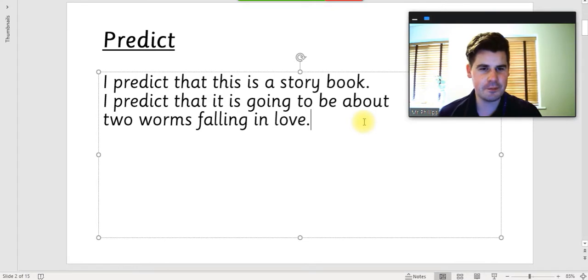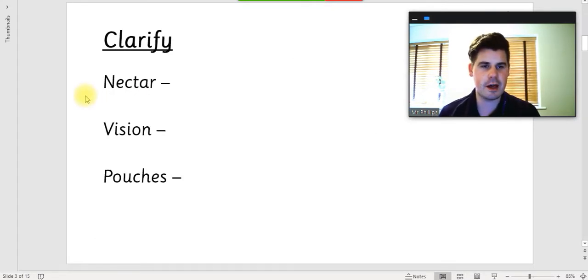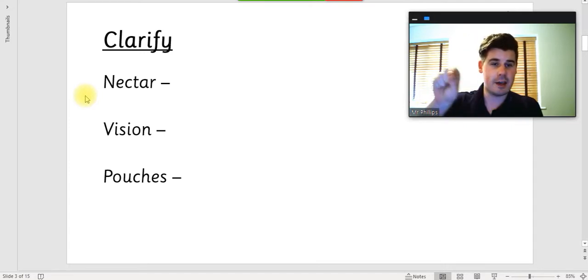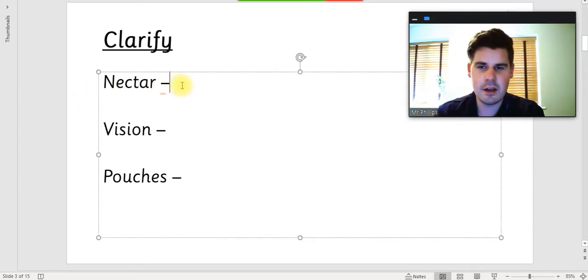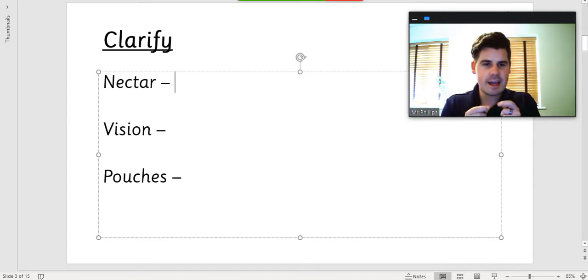So we've done our prediction. Let's move on to our clarify, which is when we try and understand what some of the more difficult words in the text mean. So the first word we've got is nectar. Now I wonder if anyone remembered what nectar was. If you did, pause the video and write it down, or tell someone who's with you. So nectar was the liquid collected from plants, and it's sweet and sugary, and it's made to attract bees and other insects to the plants. But it's what the bees drink.